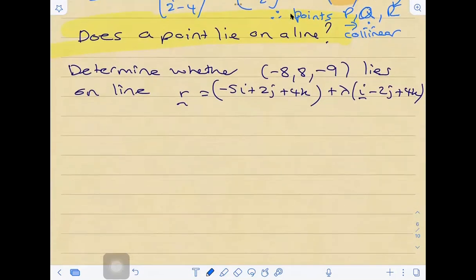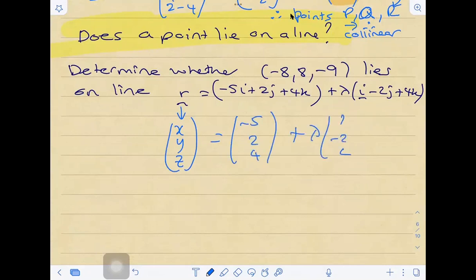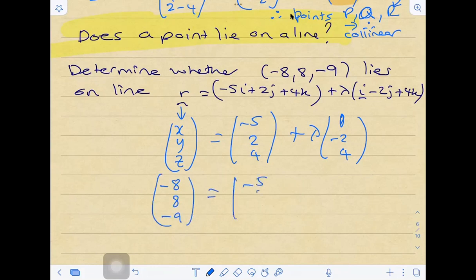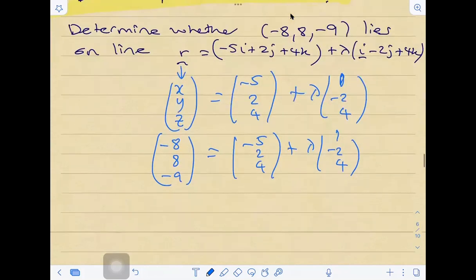Okay, does a point lie on a line? All you've got to do is sub the point in. Now you've got to realize that r is (x, y, z). That's going to be (-5, 2, 4) plus phi (1, -2, 4). So basically, if it lies on the line, the solution for x, y and z, when you find phi, should all be the same. So (-8, 8, -9) equals (-5, 2, 4) plus phi (1, -2, 4). That means -8 equals -5 plus phi, so phi is -3. That's the x value I just did.